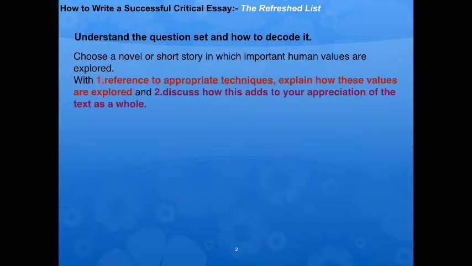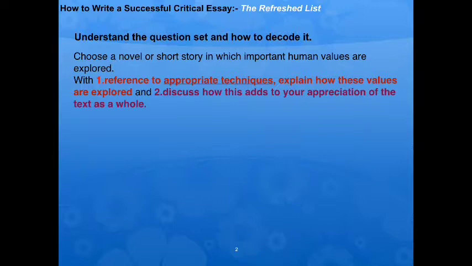However, decoding it, what is it actually asking you? Well, the first thing is, what is the text that you are studying, and do you believe it actually has human values? Well, the obvious answer to that is yes. And so you will say the text I am studying is such-and-such, by whoever it is, and it deals with the human values of whatever. And it's really quite a short introductory paragraph, and it's detailed in the booklet and shows you how you can do that.